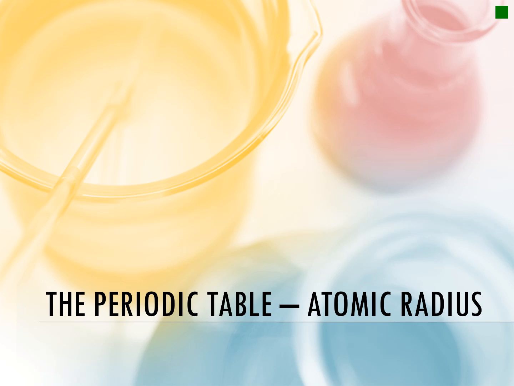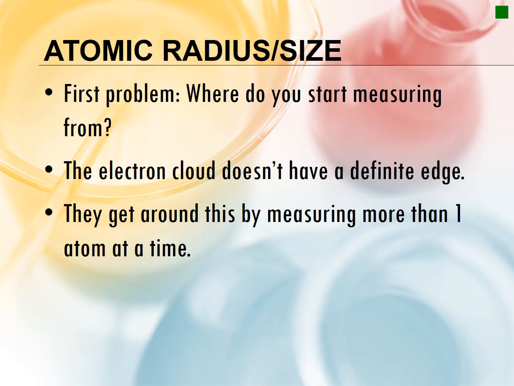Tonight's trend is going to be the discussion of the atomic radius, which is the radius of the atom. So the first problem with the atomic radius is how do you start measuring the radius of an atom? Do you measure the diameter and take half of that, or how do you do this? The problem with the atom is that electrons don't actually go in these perfect little orbits.